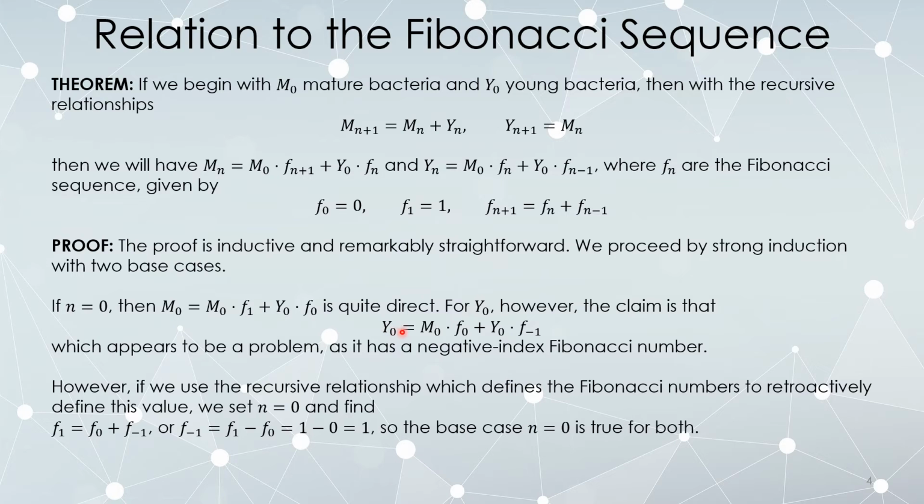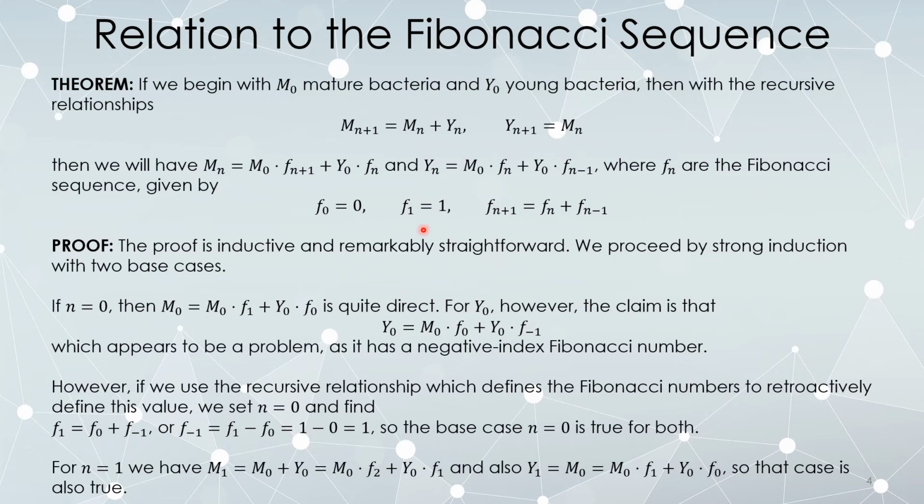So using the recursive relationship, we can actually find negative index Fibonacci numbers as well, in which case, right here, we get y sub 0 is m0 times f0. Recall that f0 is 0, so this term vanishes. y0 times f minus 1, and we've just computed f minus 1 to be 1. So again, we get y0 equals 0 plus y0. So y0 equals y0 is definitely true. We also verified that m0 equals m0 is definitely true. So when n equals 0, both of these claims, the Fibonacci form for m sub n and the Fibonacci form for y sub n, turned out to be true.